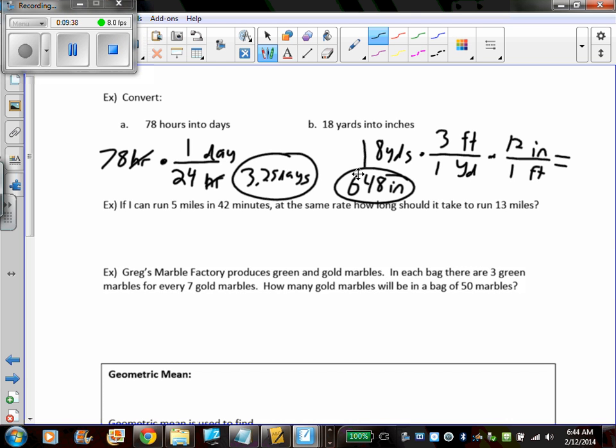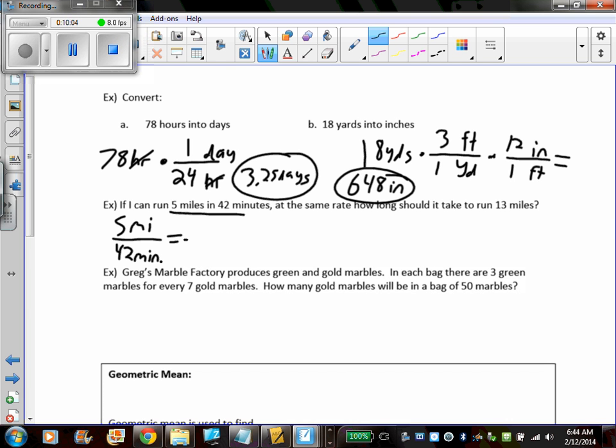So this could lead to a few other cases, like if I can run 5 miles in 42 minutes at the same rate, how long should it take to run 13 miles? Okay, so this is related to proportions. They're giving us one ratio right here. They're telling us 5 miles, 42 minutes, and we need to figure out how long it's going to take to run 13 miles.